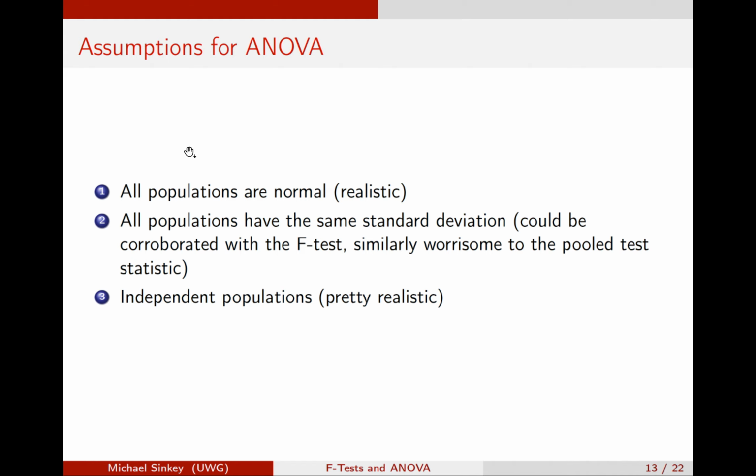We make some assumptions when we do ANOVA. The first assumption is that we have normally distributed populations, which is fairly realistic. The second is that the populations have the same standard deviation. Could be worrisome. We could look at doing an F-test to do this, comparing the variances, do a two-sided test there. We could potentially corroborate this. And the third is that the populations are independent, which I think is fairly realistic.